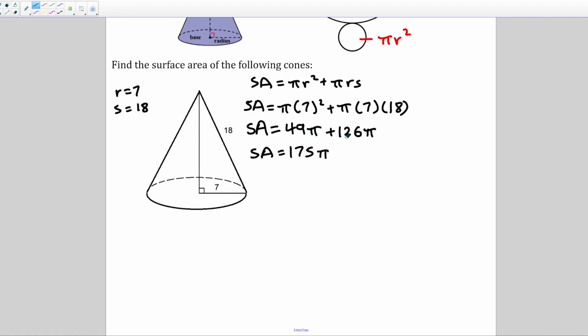If you're confused about why I'm allowed to do that, think about this as 49x plus 126x. I would just simply have 175x. So we're just going to treat pi almost the same as a variable in this case. So once I go ahead and pop this into my calculator, I get a final answer of 549.78 units squared if I round to the nearest hundredth.